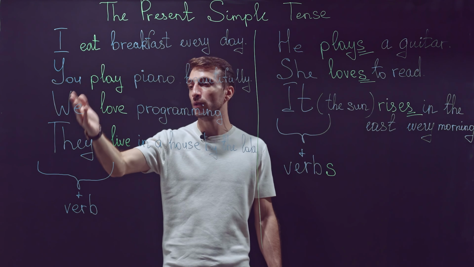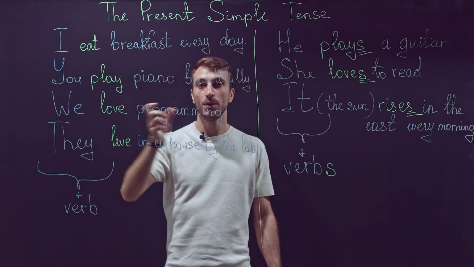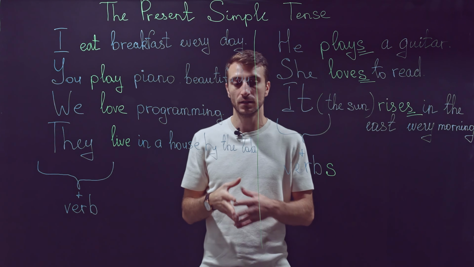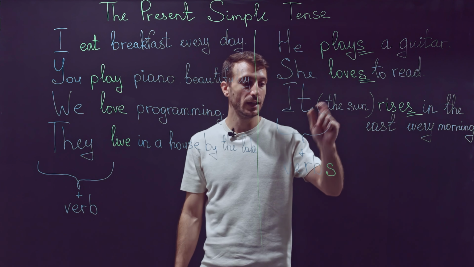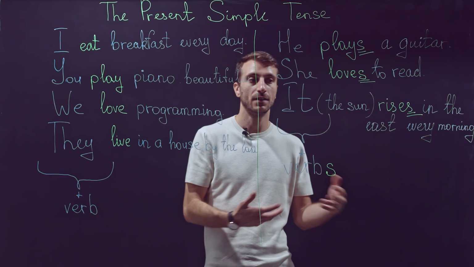So with I, you, we, and they, the verb stays in its base form. But with he, she, and it, we add this S at the end.